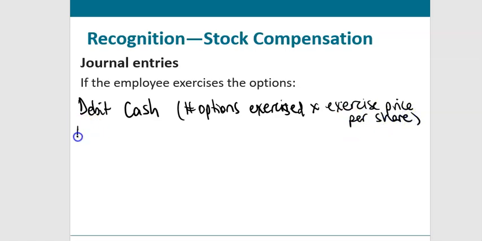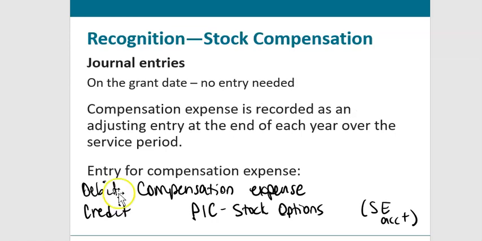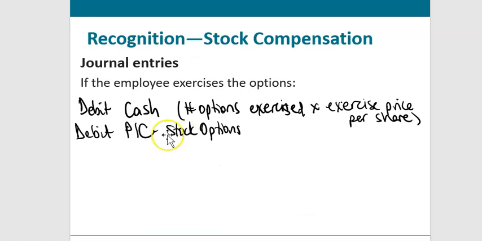The company is going to debit the account paid in capital stock options because, let's go back a slide, when we recorded the compensation expense, we increased this account paid in capital stock options. Once those options are being exercised, we no longer have a stock options account. Those options are gone, they've been exercised.